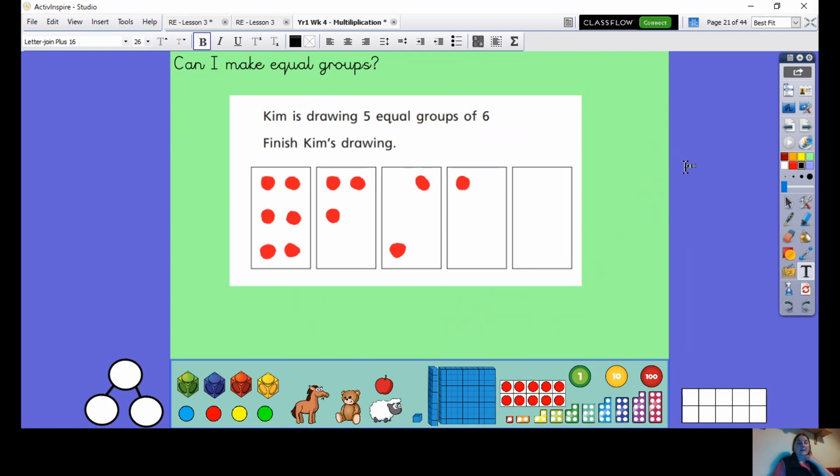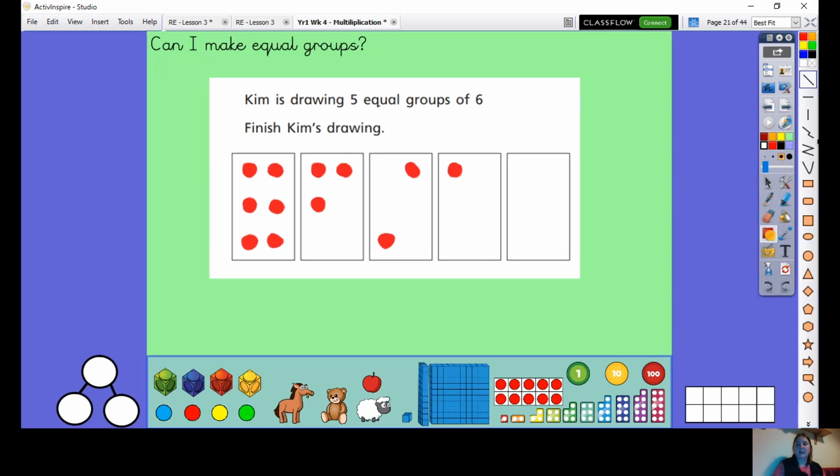Okay, so let's have a little look at this one. So this says that Kim is drawing 5 equal groups of 6 dots. Okay, so finish Kim's drawing. So she's got her 5 groups, her 5 boxes here. 1, 2, 3, 4, 5. She's got 6 in this one, but she hasn't completed the rest of them. So let's have a little go at seeing if we can complete it.